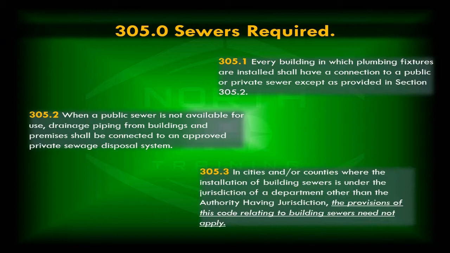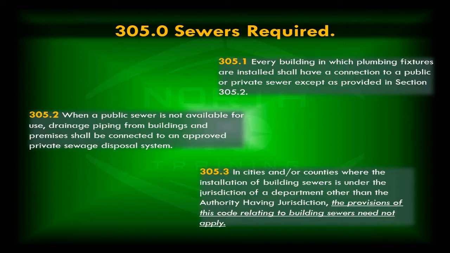305.3, one of my favorite actual sayings in any code. In cities and or counties where the installation of building sewers is under the jurisdiction of a department other than the authority having jurisdiction, the provisions of this code relating to the building sewers need not apply. Well, no kidding. So you mean to tell me if there's a municipality that follows a different set of rules other than this code, then this code doesn't mean anything?